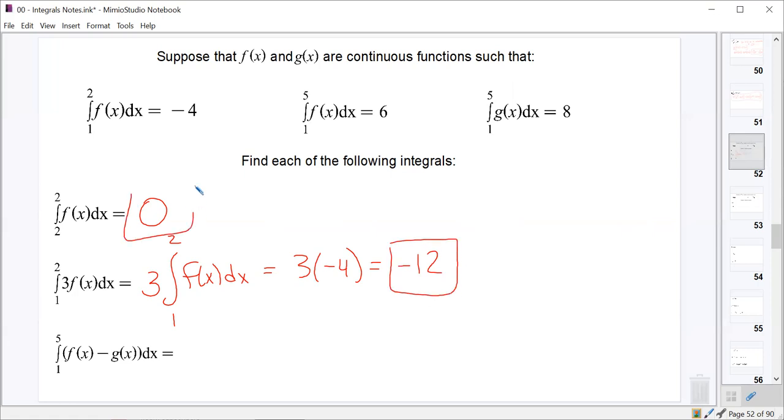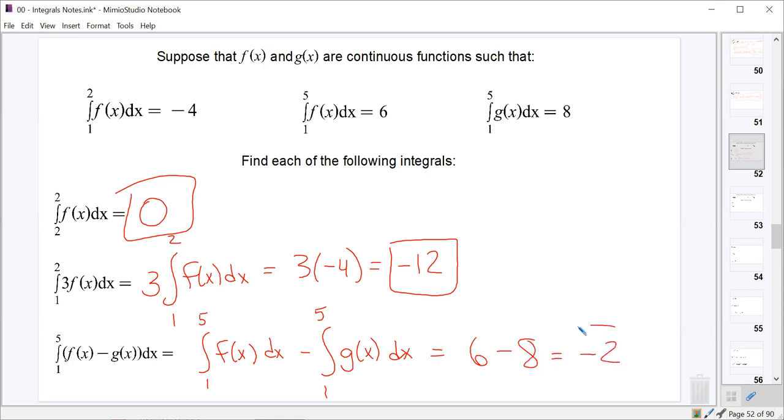And for the third one down here, we've got the integral from 1 to 5 of f of x minus g of x dx. Well, we had the rule that said we can just separate that into two different integrals. So this is just the integral from 1 to 5 of f minus the integral from 1 to 5 of g of x. And the integral from 1 to 5 of f, we've got that up here, it's just 6. And the integral from 1 to 5 of g is 8, and 6 minus 8 gives us -2.